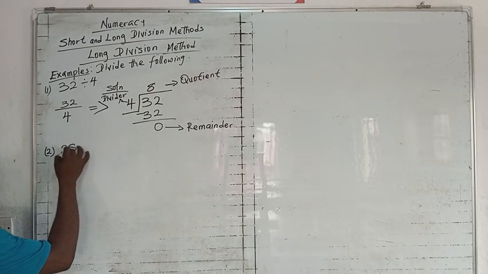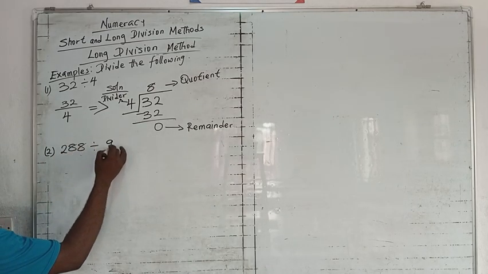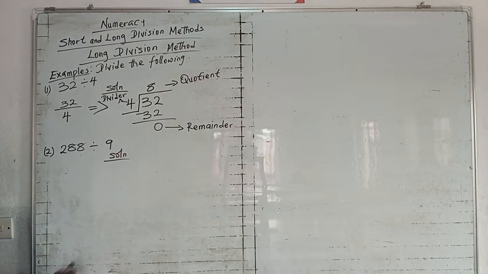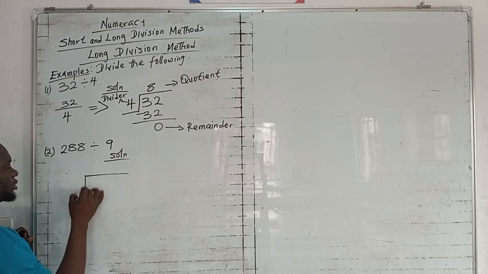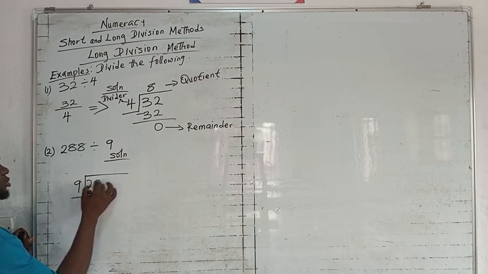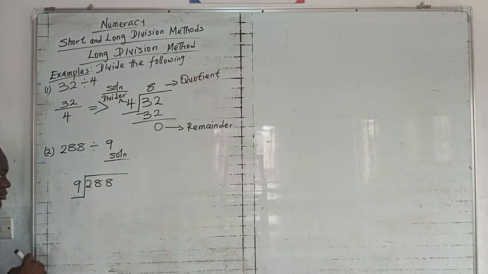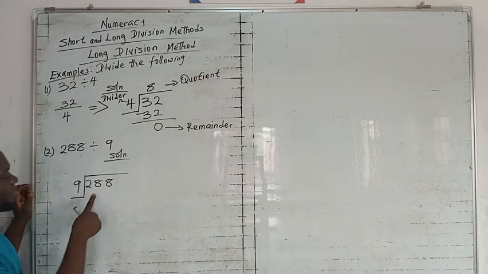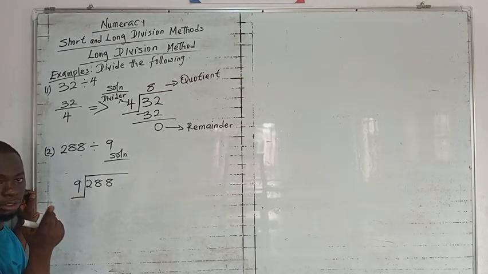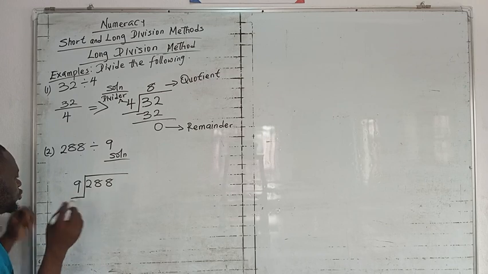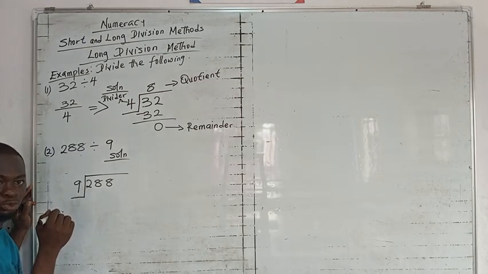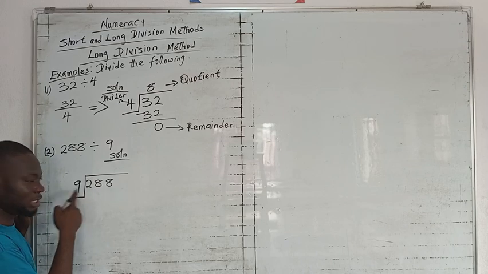I have 288 divided by 9. Solution. 288 divided by 9. So, the long division sign. Remember, 9 outside, 288 inside. Now, looking at this, you see that this is a very big number. So, we solve this as if we are solving short division, even though we are not doing short division. Now, what we do here is, we say 9 divide 2. Can 9 divide 2? No. Because 2 is less than 9.